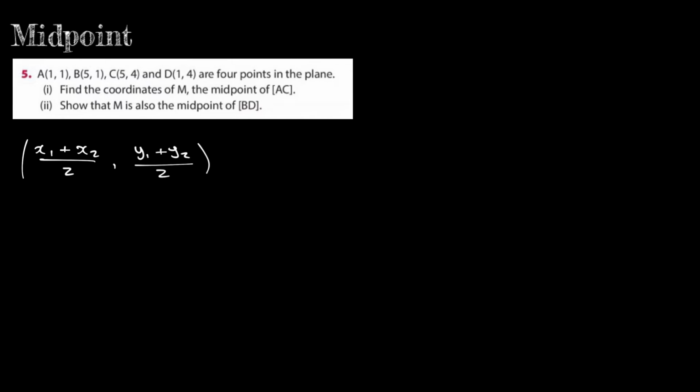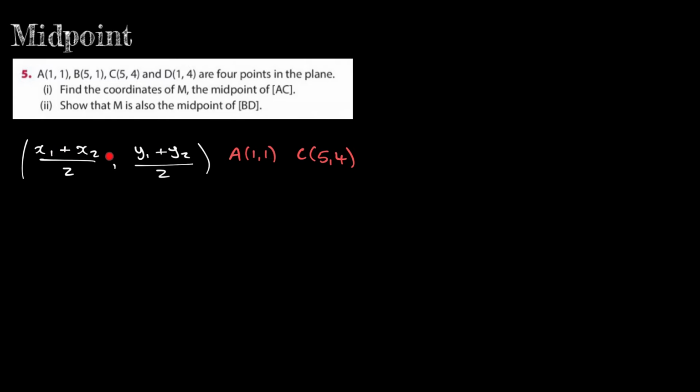So the midpoint of AC, I'm just going to write out what AC is here. So A is going to be 1, 1. C is going to be 5, 4. Okay. Now, you've got your 2 points there. We're looking for AC, which we know. So I need to use the point A and the point C. So I've taken point A and I've taken point C.